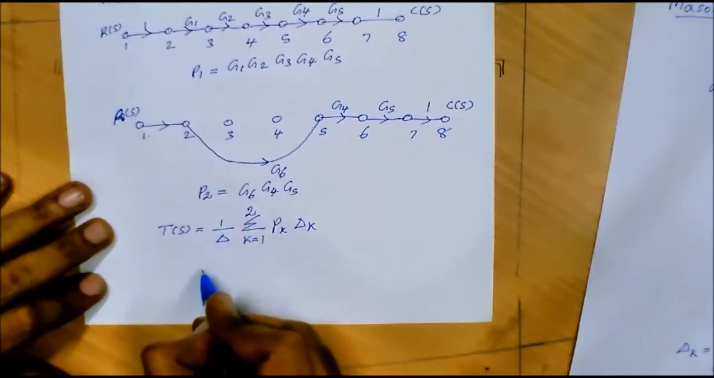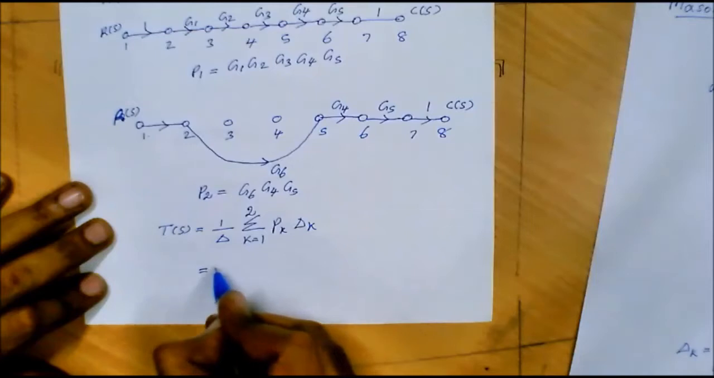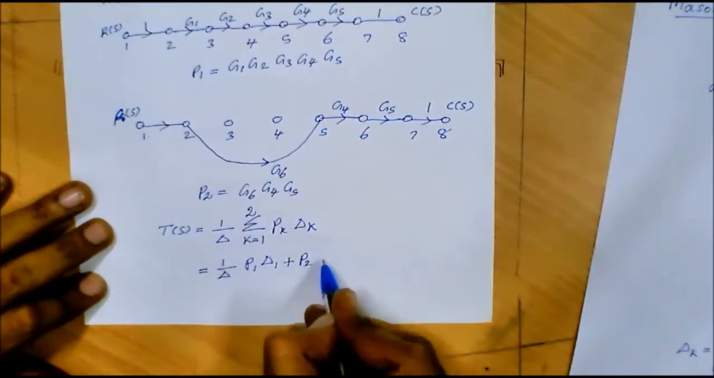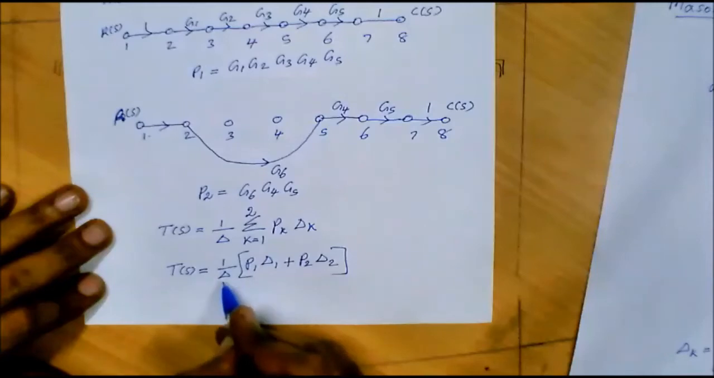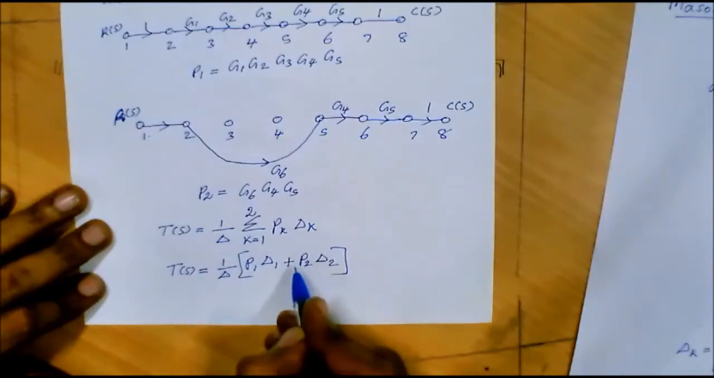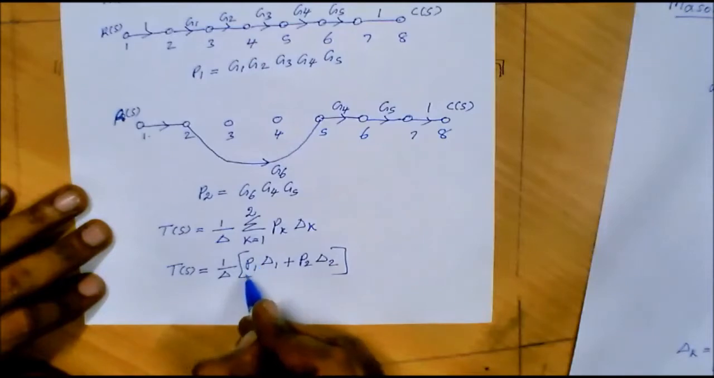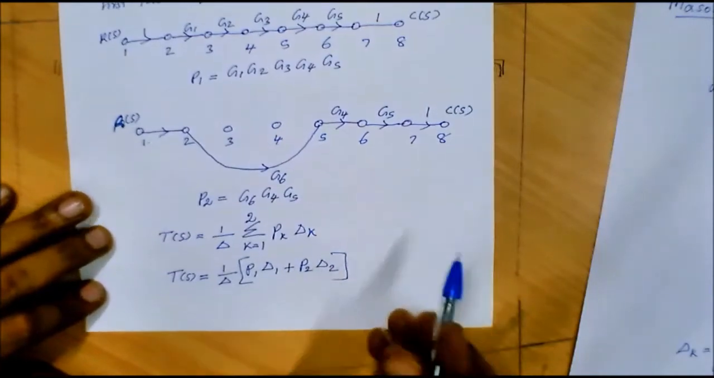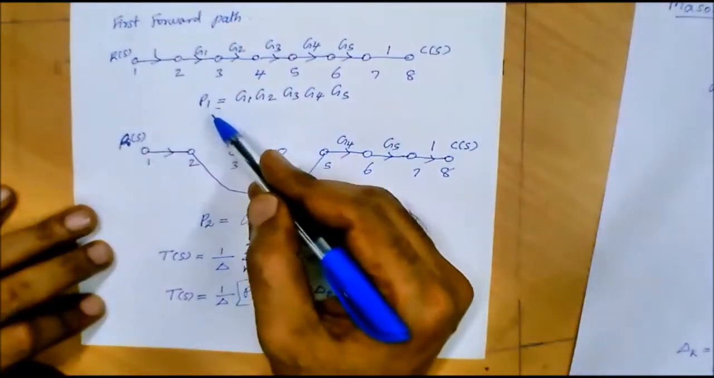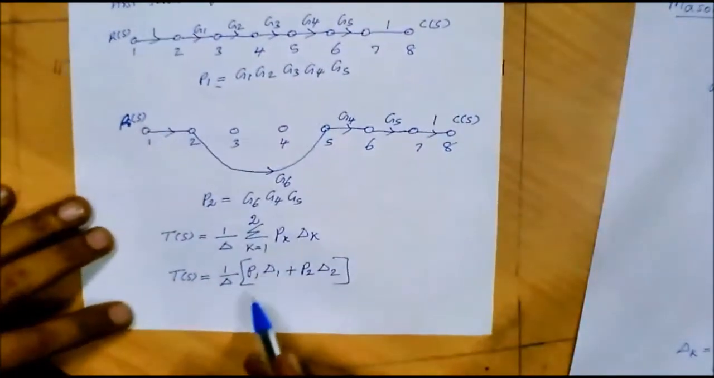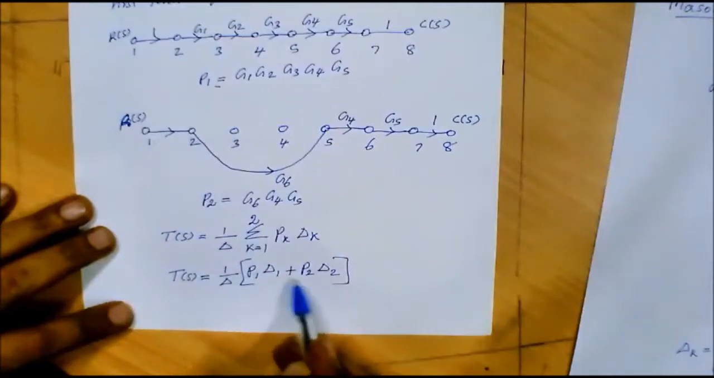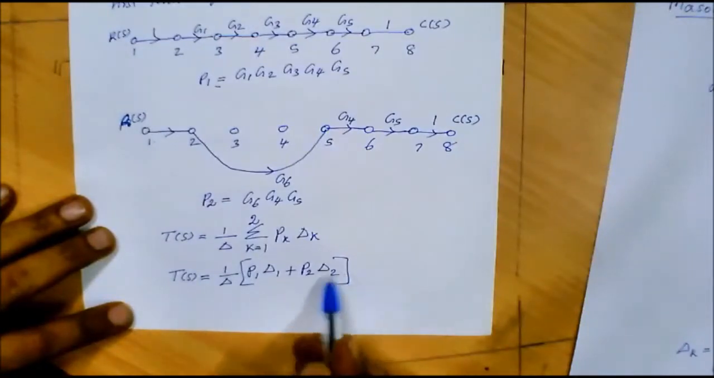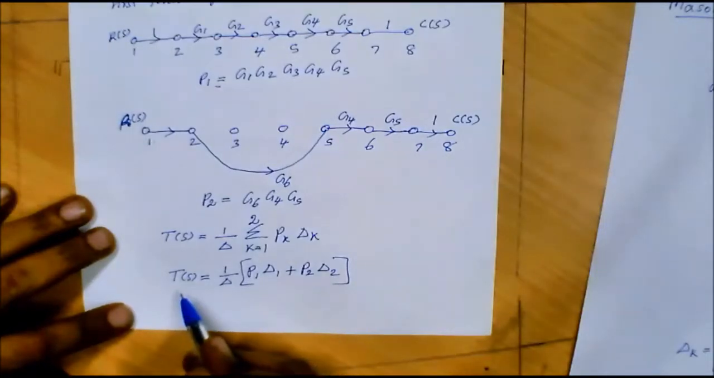So if we expand this expression, we will be getting T(s) is equal to 1 by delta into P suffix 1 delta 1 plus P2 into delta 2. P1 is the forward path gain of the first forward path and P2 is the forward path gain of the second forward path. So we found these two values P1 and P2. Now we have to find out delta, delta 1 and delta 2. If we know these values, we can directly substitute them and we will get the overall transfer function T(s).